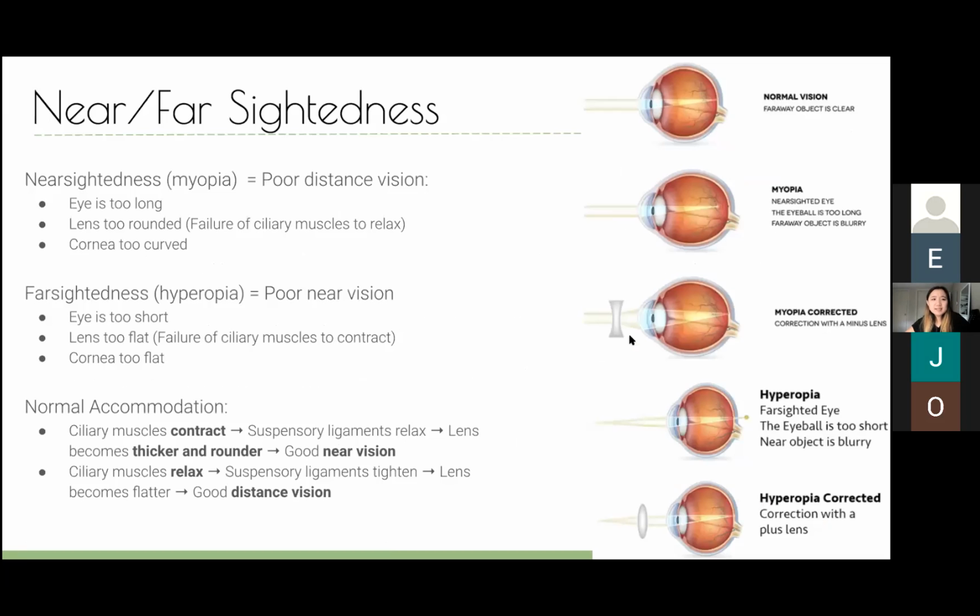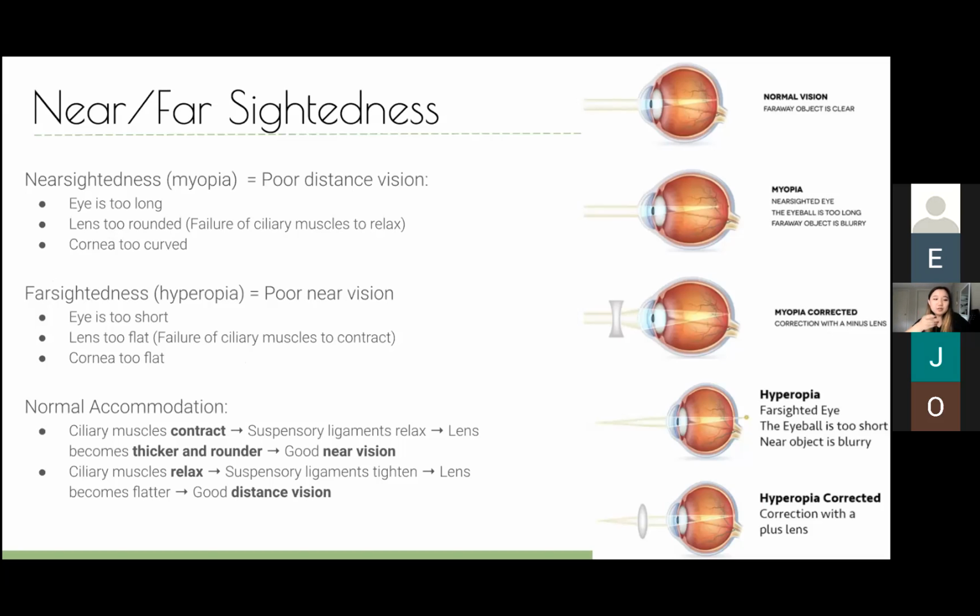This is near and farsightedness. I think the biggest thing to take from this is nearsightedness equals you can't see things from far away, so you can only see things that are near, and that's when your lens is too rounded. Farsightedness or hyperopia is the opposite. And then normal accommodation happens via your ciliary muscles.